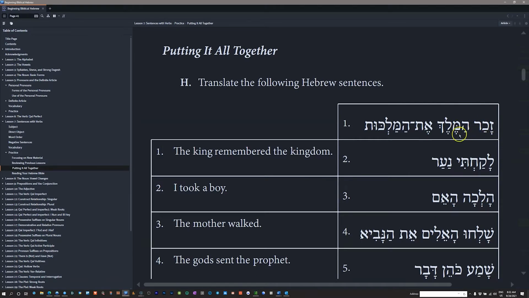First, we have to identify each word and gloss it. Then we have to parse it. Actually, we probably have to parse it before we gloss it. We have to identify each word, parse it, gloss it, and then ask what its function is. What is it doing in the sentence?